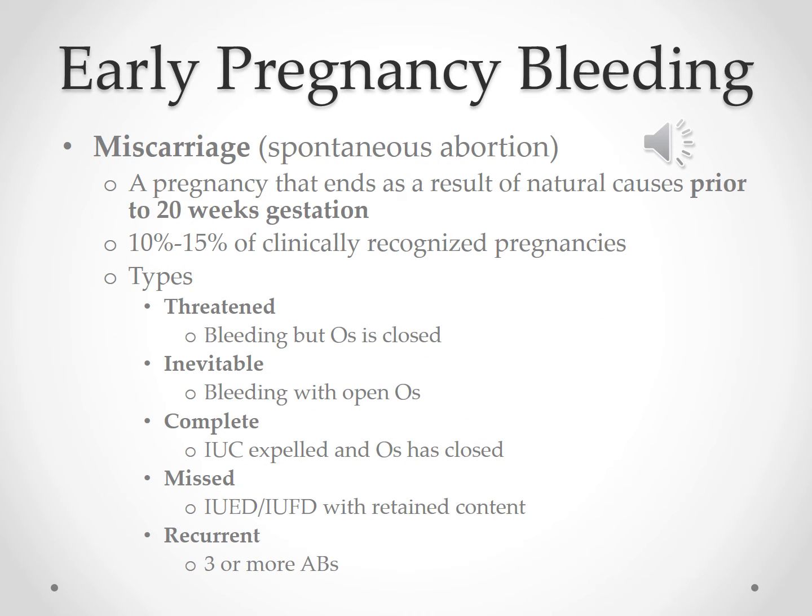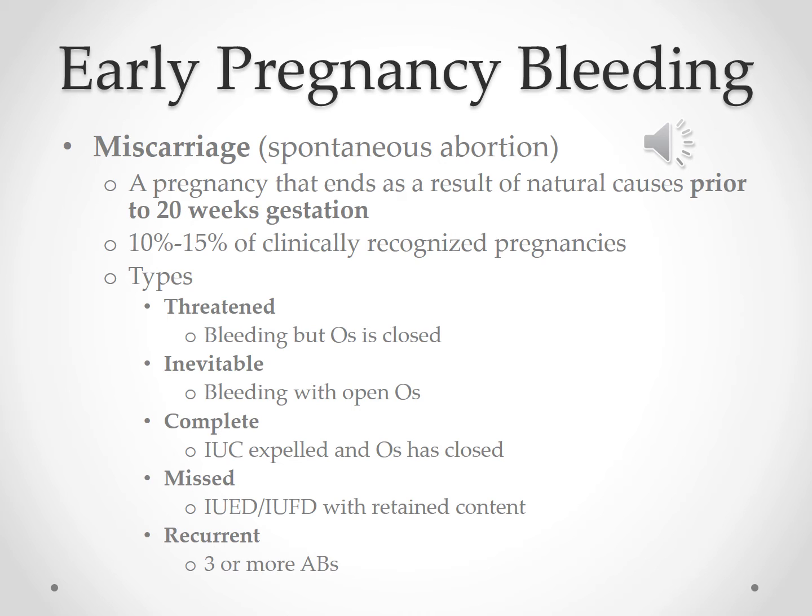So any bleeding in pregnancy is considered abnormal until identified and, I guess, theoretically explained. Now, early pregnancy bleeding is anything up to 20 weeks, which is going to be an abortion. Remember, you've got your para up to 20 weeks. It's considered an abortion. After that, it's considered a para because of the viability. 10 to 15% of clinically recognized pregnancies will actually end in a miscarriage or a spontaneous abortion.